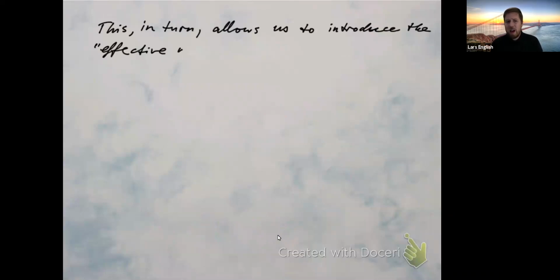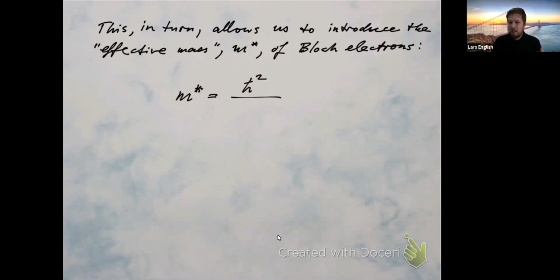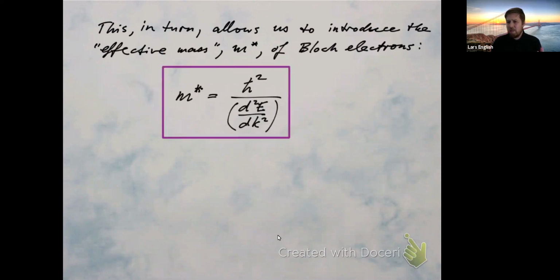All right, and so then what's nice is that this allows us to introduce this idea of effective mass, m star, for the Bloch electrons. And this m star is basically inverse to the second derivative of the energy with respect to the wave number, right? So in one dimension, it's basically inversely proportional to the curvature of the energy band. So that's what we said.